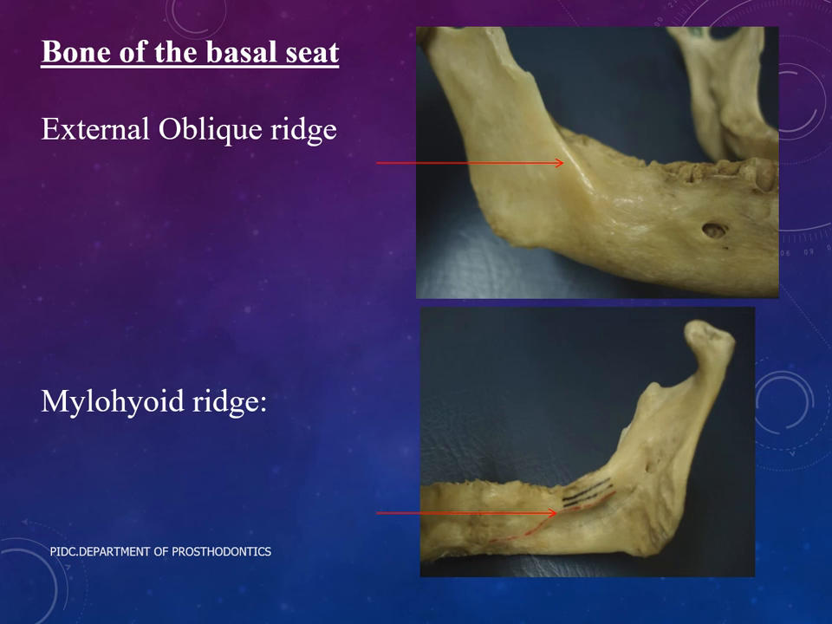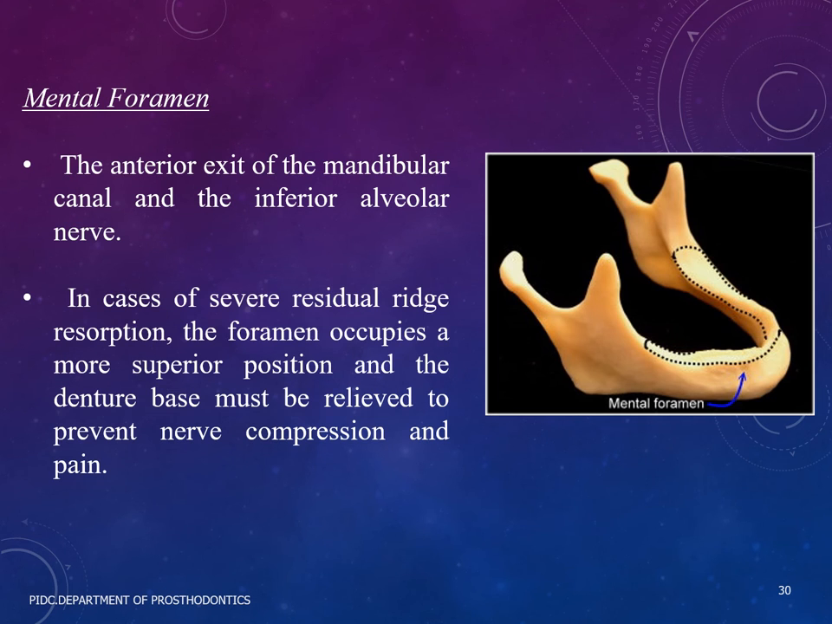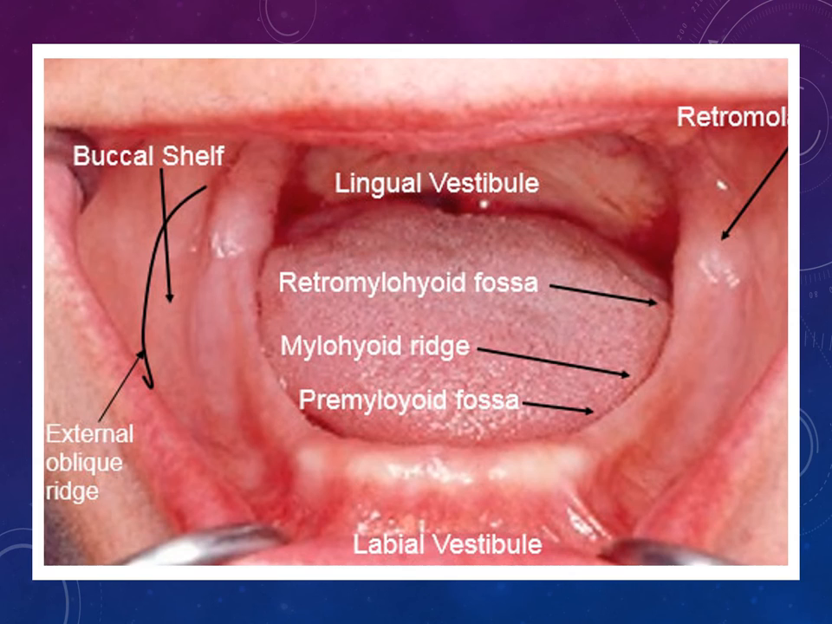So these are some of the important landmarks. I'm sure you must be well acquainted with all of this from when you studied your anatomy. That is your external oblique ridge, and on the internal side you see the mylohyoid ridge, as seen in the arrow marks, then the mental foramen area, which is supposed to be a relief area. Looking at this picture in your patient's mouth, you see the labial vestibule, the external oblique ridge over here, the buccal shelf area, then your lingual vestibule, retromylohyoid fossa, then the mylohyoid ridge, premylohyoid fossa, and retromolar pad area.